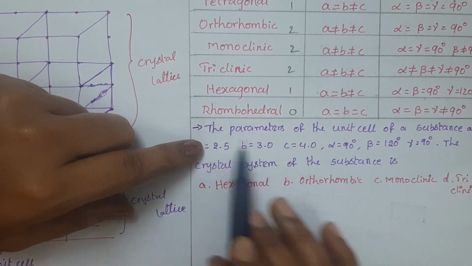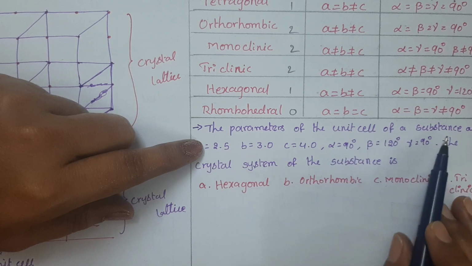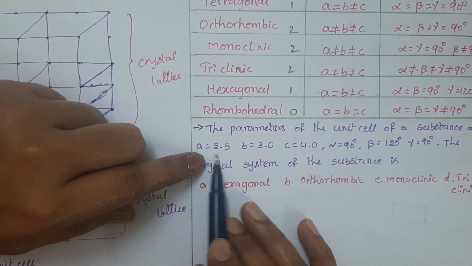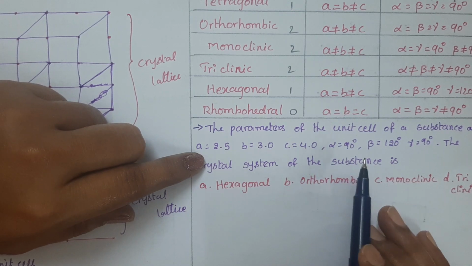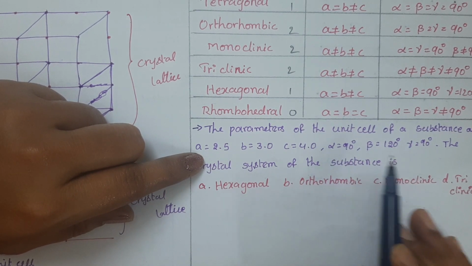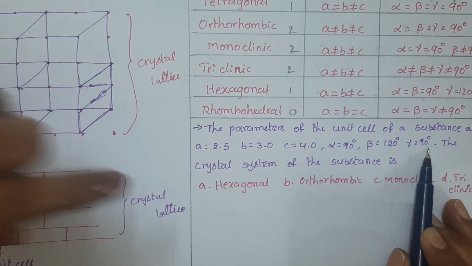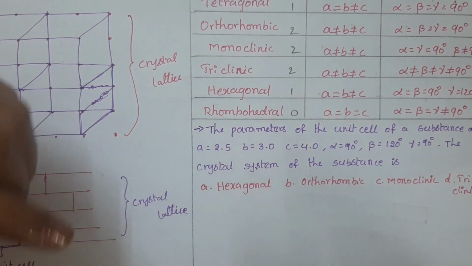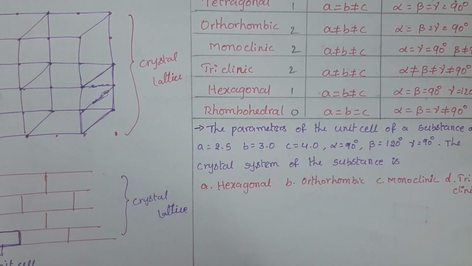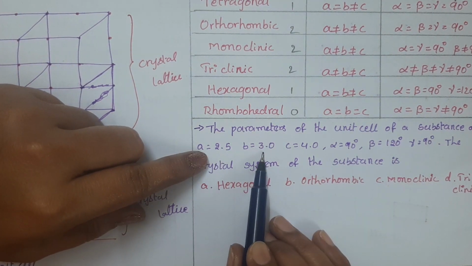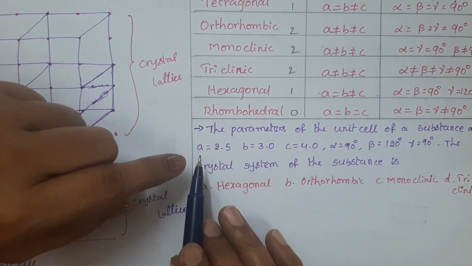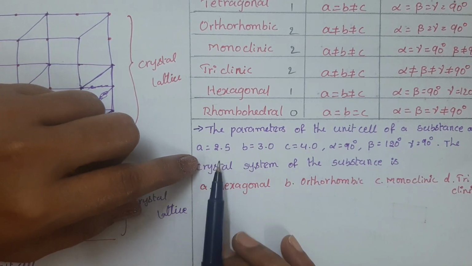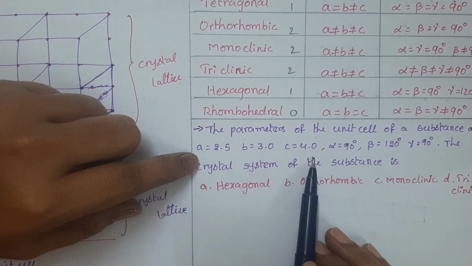The parameters of the unit cell of a substance are a equals 2.5, b equals 3, c equals 4.0, and the axial angles are alpha equals 90 degrees, beta equals 120 degrees and gamma equals 90 degrees. The crystal system of the substance is what? First see the parameters. a is 2.5, b equals 3 and c equals 4.0. It is nothing but a is not equal to b is not equal to c.